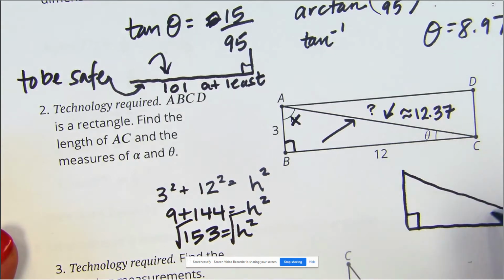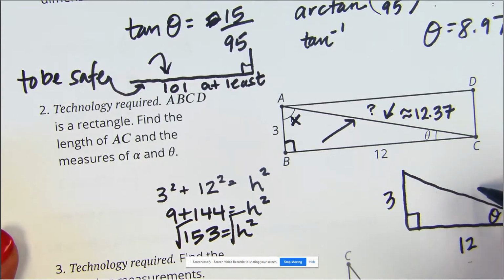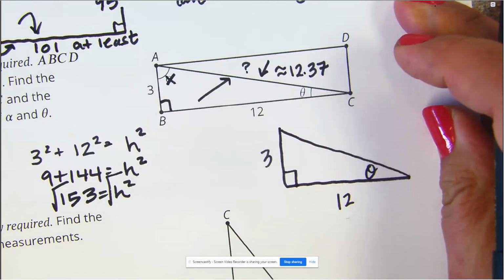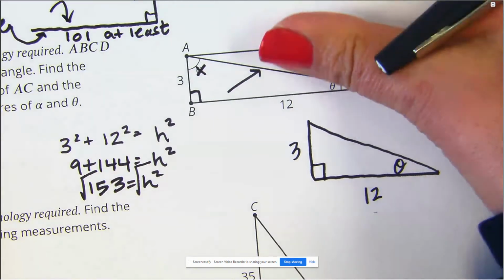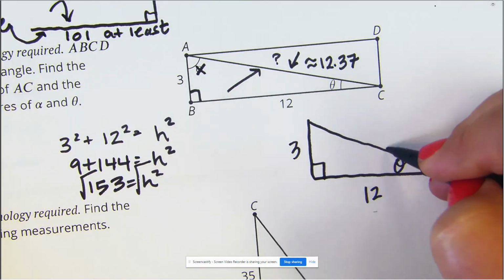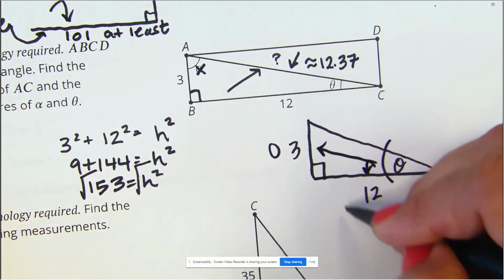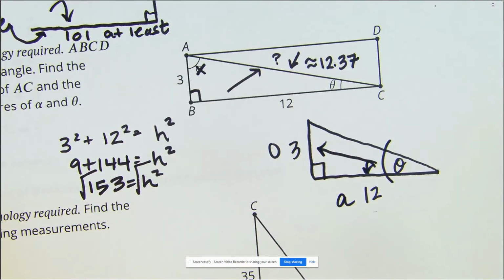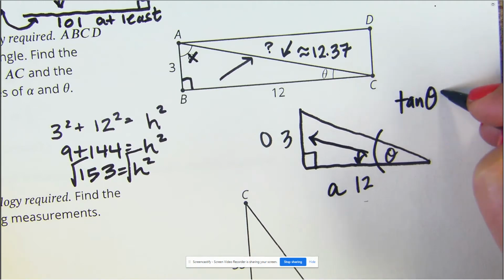Let's start with this one, theta. This is 12, this is 3. I know this is 12.37 now, but I'm not going to use something I found to find a piece of missing information in case I goofed up, because then I'll get the second thing wrong. So if I want this angle, I've got opposite and I've got adjacent, which trig ratio? Tan. So the tangent of some angle is 3 over 12.